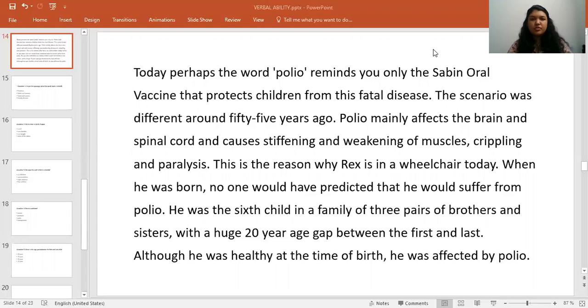Since we have gone through the questions first, reading the passage reminds us of the questions we have gone through. So here we can easily identify the number of siblings Rex has, and also the age gap, and what polio was called before. So let's start with question 1.